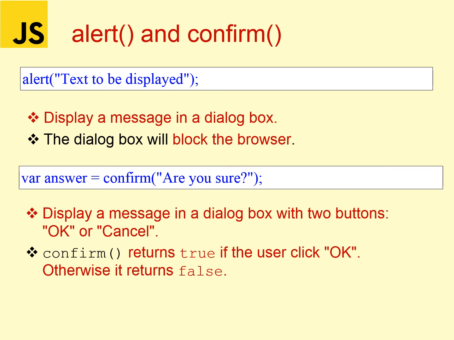Now we can see the functions alert and confirm. The alert function takes parentheses, and inside the parentheses we have to specify the text to be displayed. It displays a message in a dialog box. The dialog box will block the browser. So the alert function will always take a parameter, that is the text that is to be displayed in the corresponding alert box.